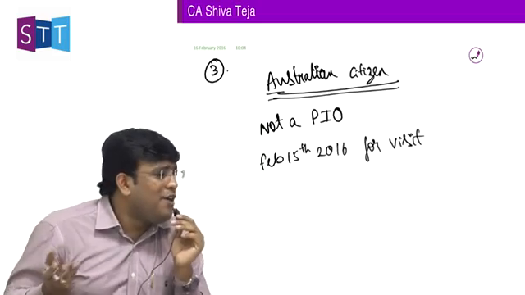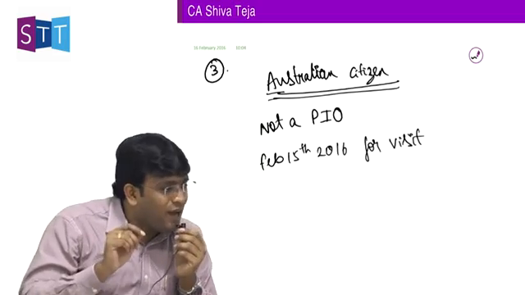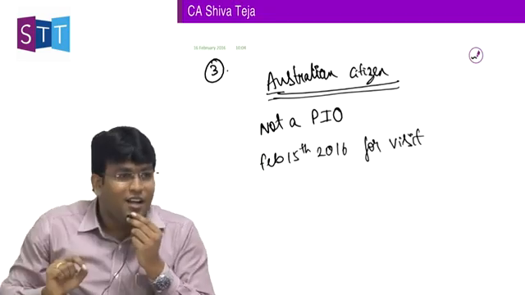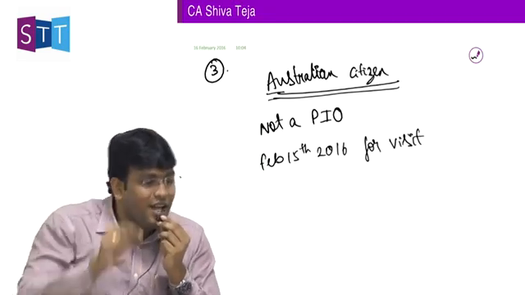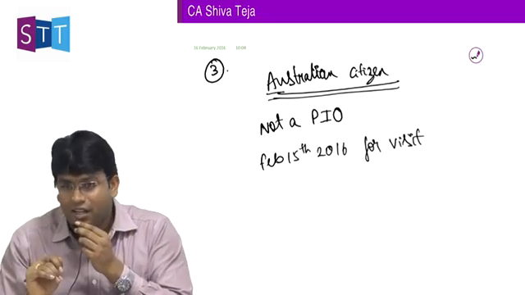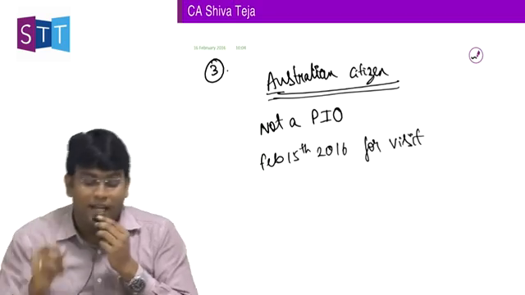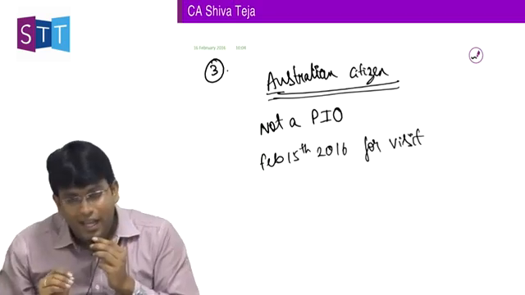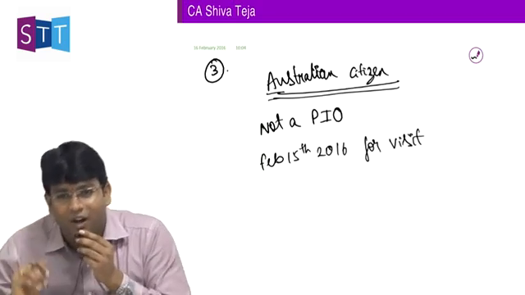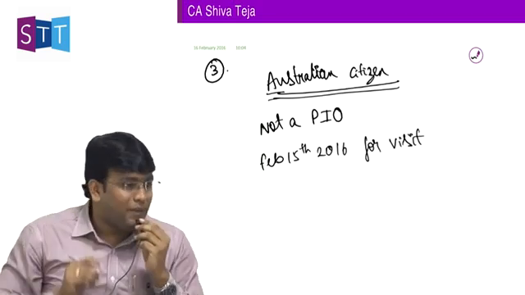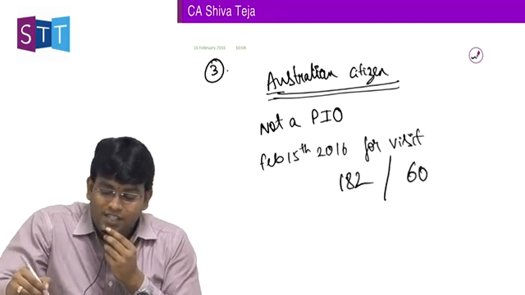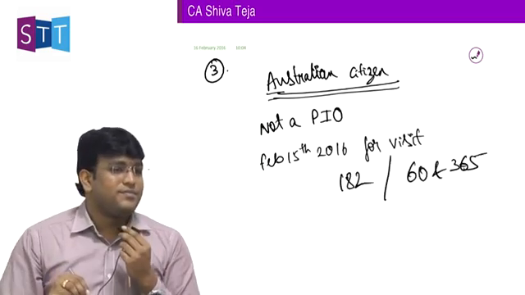For a simple reason: the visit concept will apply only when an Indian citizen or a person of Indian origin comes to India for a visit, then only 182 and 365 is not there. Now tell me, is he an Indian citizen? No. Is he a person of Indian origin? No. Will the exception apply? No. He has two options, 182 or 60 and 365.